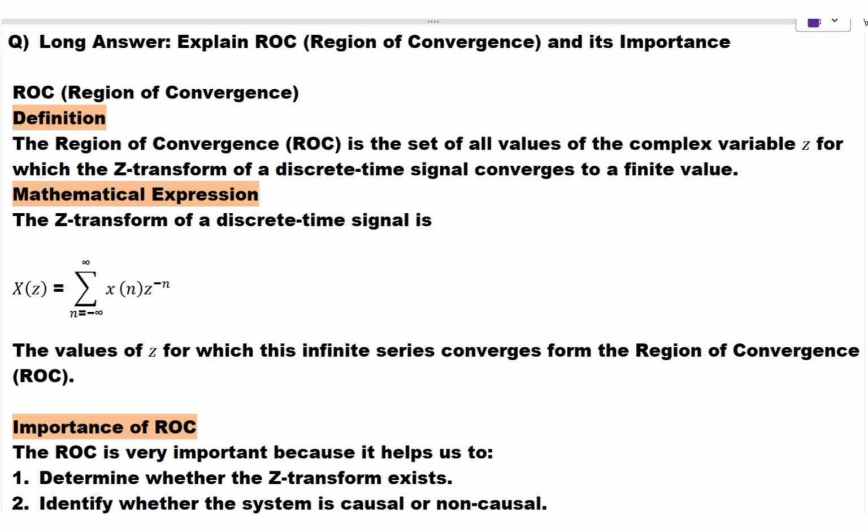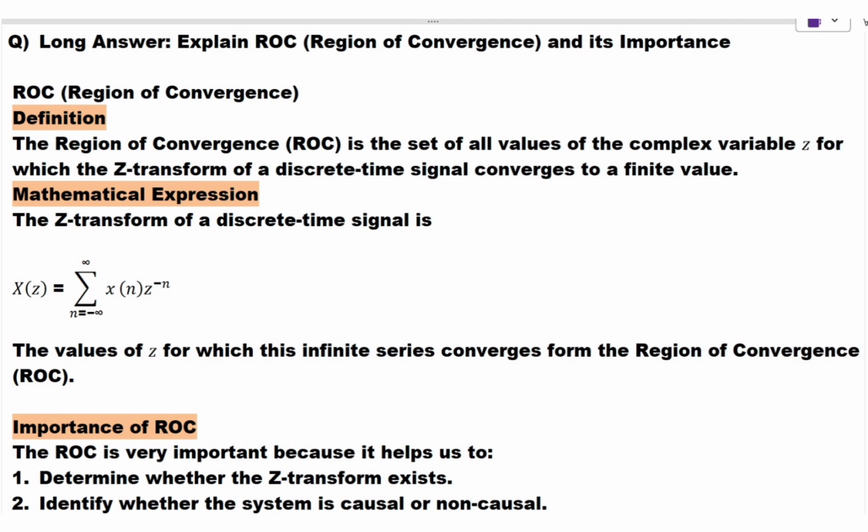So coming to the mathematical expression, the z transform of a discrete time signal, that is X of z, is equal to summation n equal to minus infinity to infinity x of n z power minus n. Okay, so this is the mathematical representation of the ROC, that is region of convergence. The values of z for which this infinite series converges form the region of convergence, ROC.